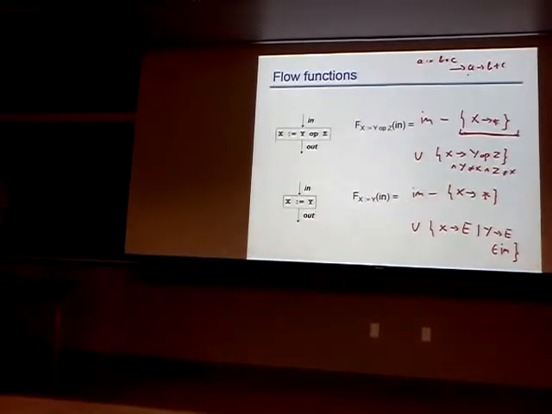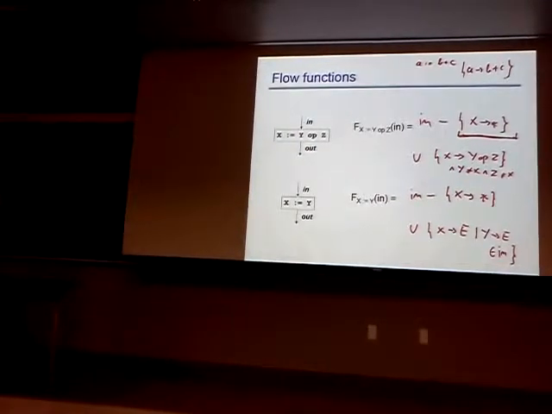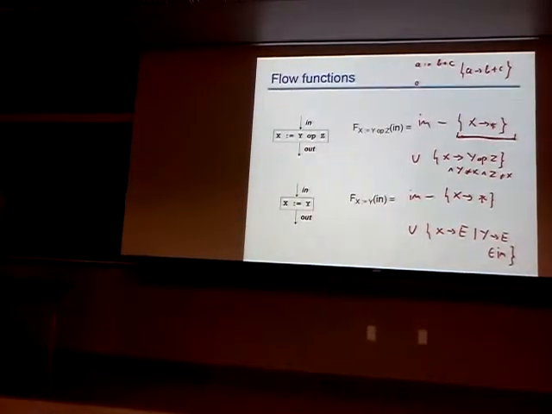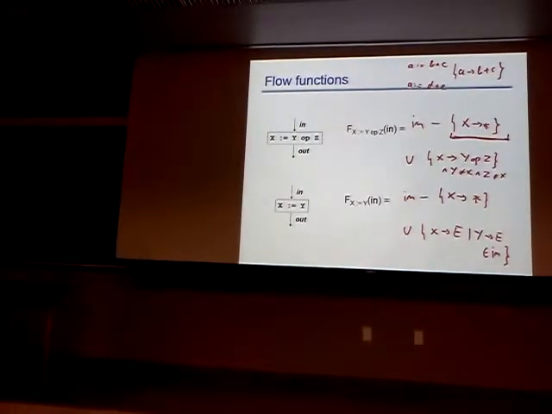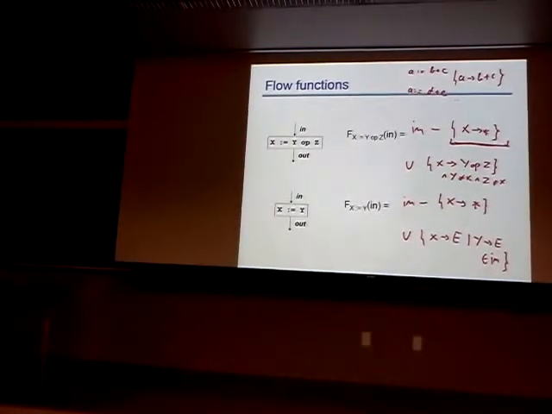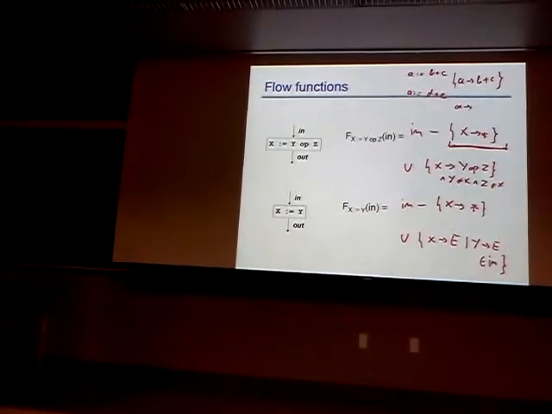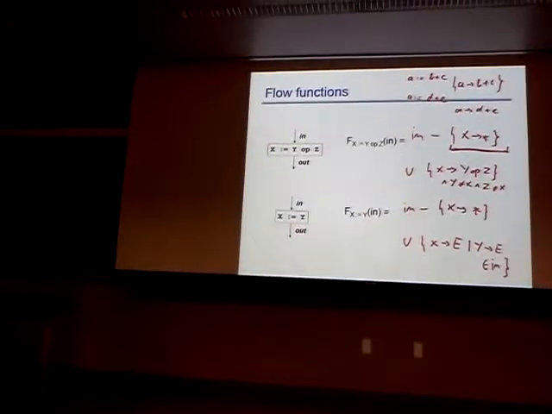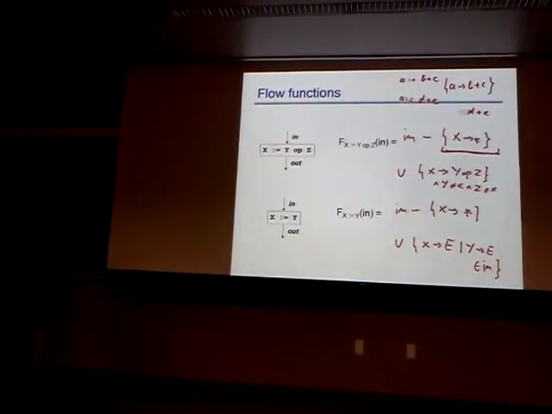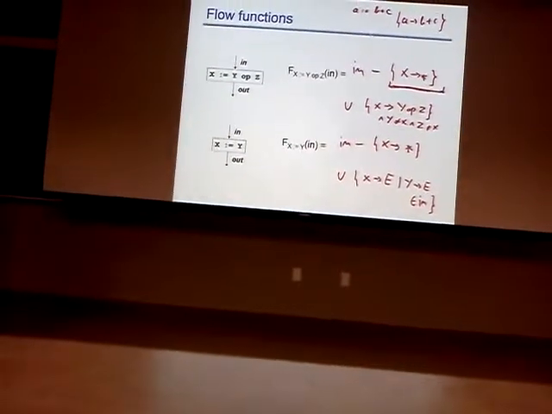And then what do we do? Let's say I do A is equal to D plus E. What is our flow function going to do? It's going to remove the information about A, and it's going to add that A goes to D plus E. Okay, so far, so good. That's not a problem yet.